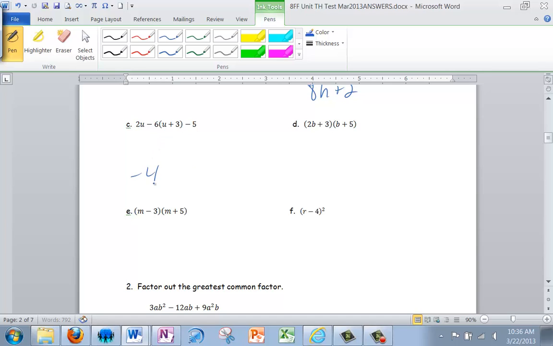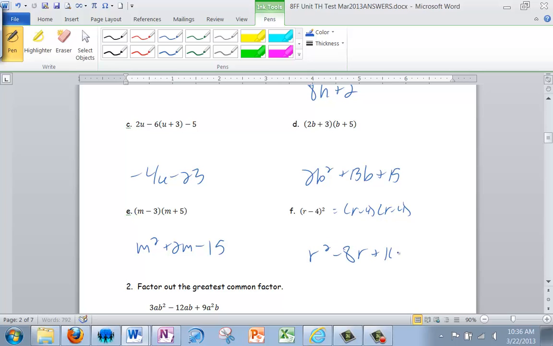Letter C is negative 4u minus 23. D is 2b squared plus 13b plus 15. E is m squared plus 2m minus 15. And F, a lot of you forgot your middle term. Remember, you need to rewrite this as r minus 4 times r minus 4 so that you do not lose that middle term. And the correct answer should be r squared minus 8r plus 16. I know I did that quickly. Feel free to pause at any point if you need to.